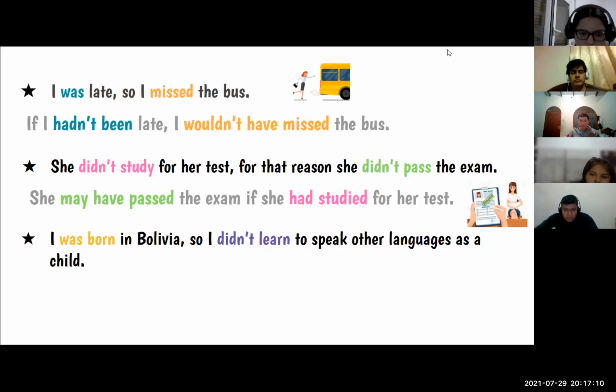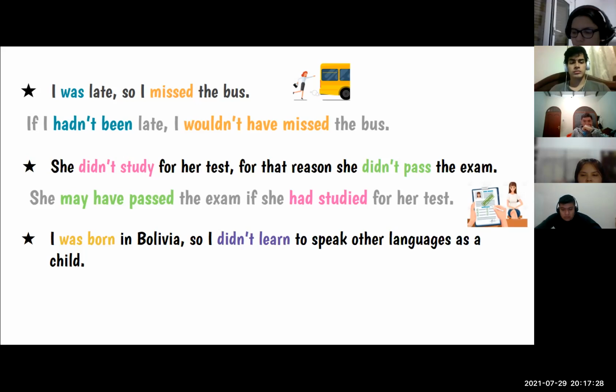Okay. Remember that this verb is not just born. The verb is was born. I was born. You were born. It is always accompanied by the verb to be. What could we say?